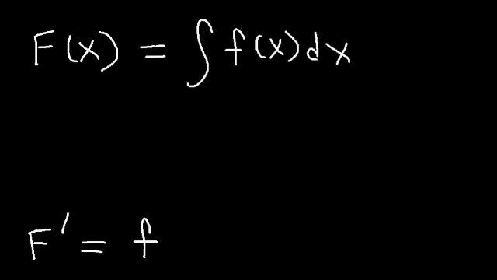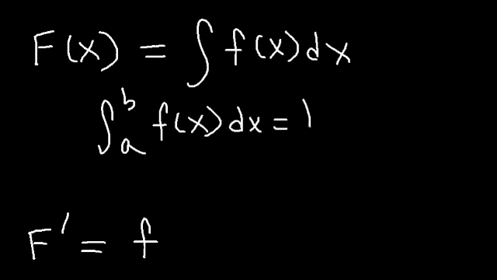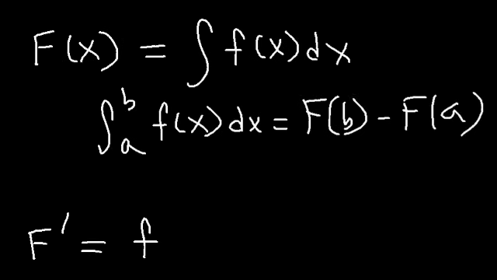Now, according to the fundamental theorem of calculus part 2, if lowercase f is continuous on the closed interval a to b, then the integral from a to b of f of x dx is simply F of b minus F of a. So let me show you how to apply this in a problem. Let's say we want to find the integral from 1 to 3 of x squared dx.